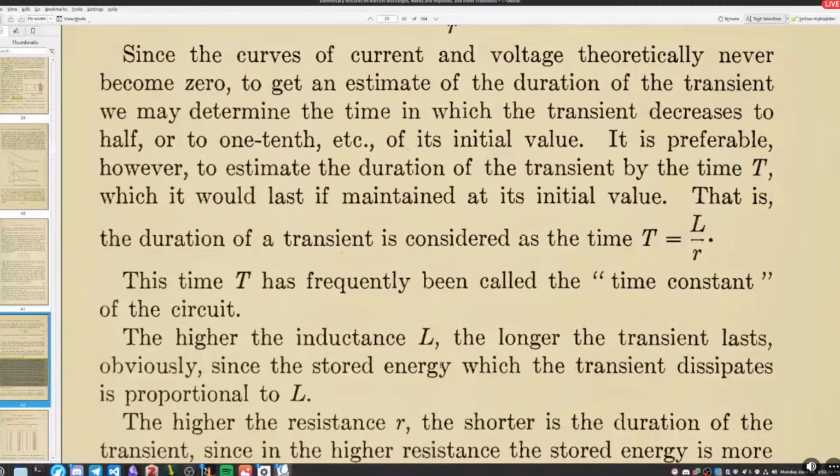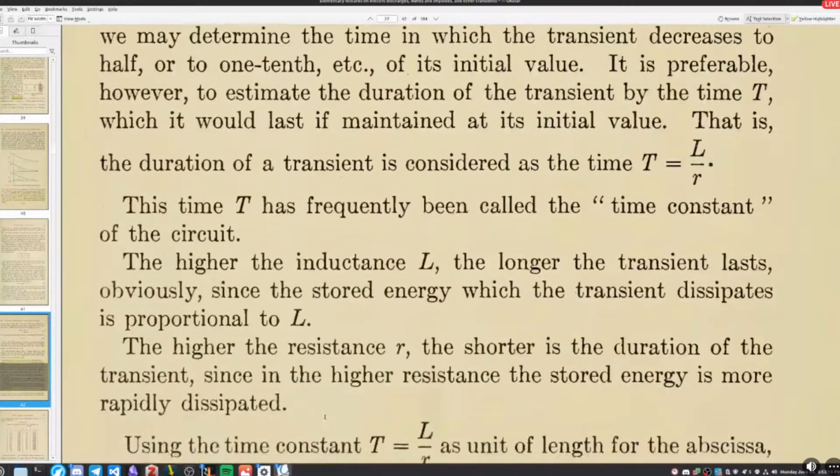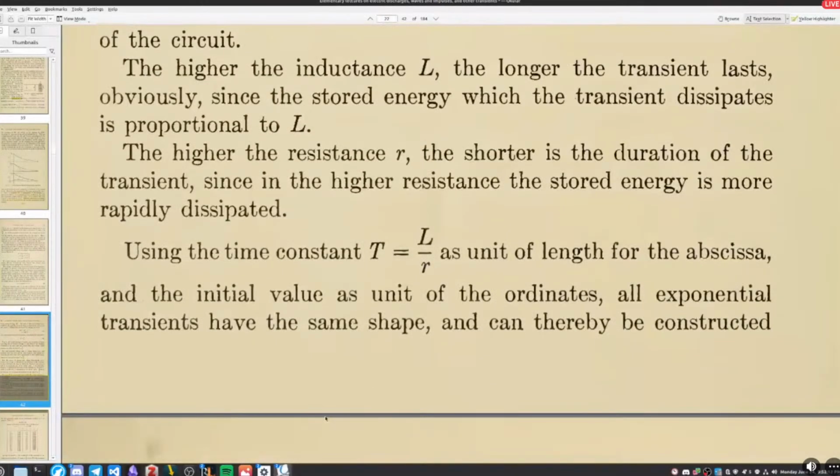The higher the inductance L, the longer the transient lasts, obviously, since the stored energy which the transient dissipates is proportional to L. The higher the resistance, the shorter is the duration of the transient, since in the higher resistance, the stored energy is more rapidly dissipated.